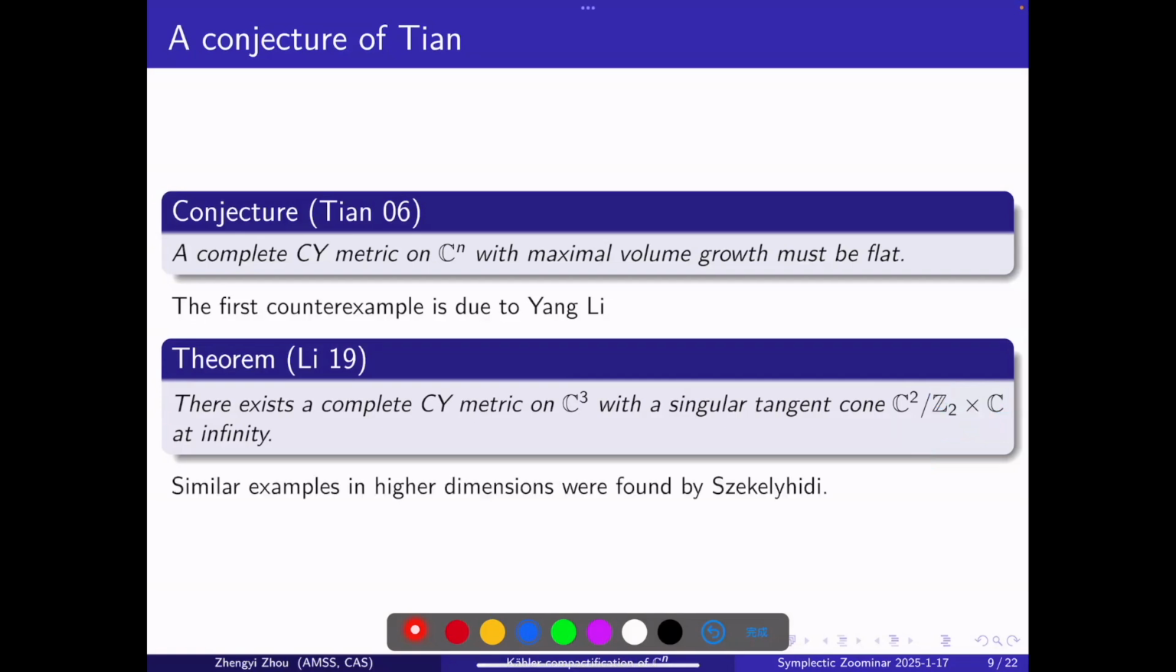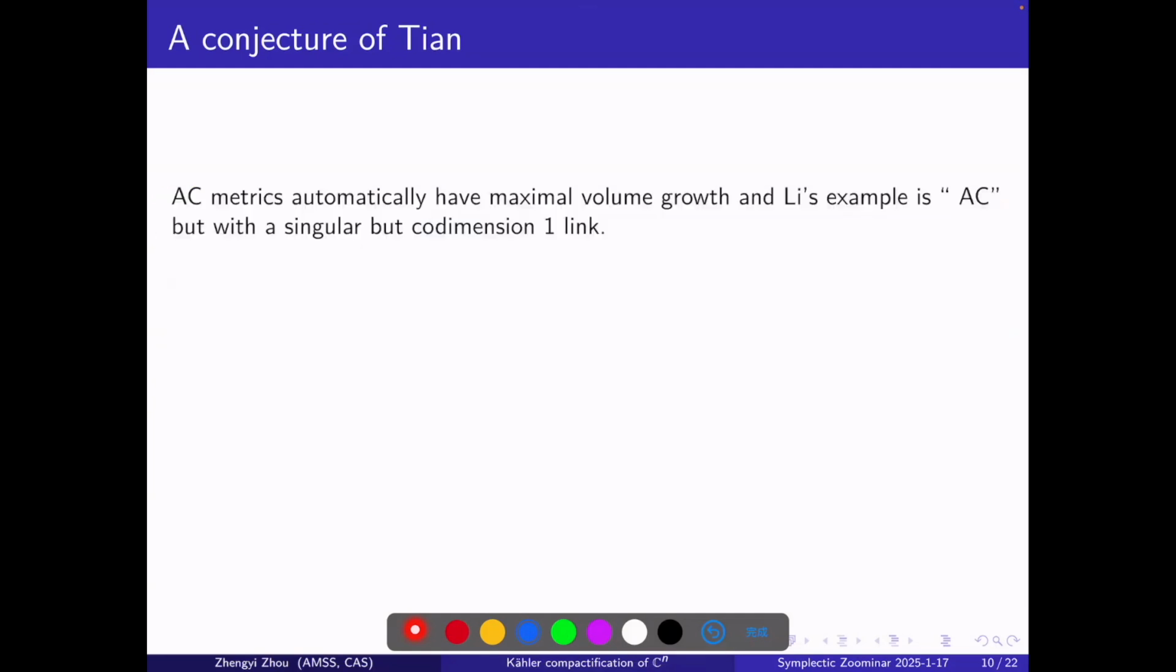And similar higher dimensional examples were also found later. Okay. So first of all, the asymptotic cone metric always has the maximum volume growth, because by definition the metric looks more and more like a cone metric, and a cone metric has volume growth as a Euclidean metric. And Yang Li's example is precisely asymptotically conical with a singular but codimension 1 link. So codimension 1 link will imply that the volume growth is maximum, but his link is singular.